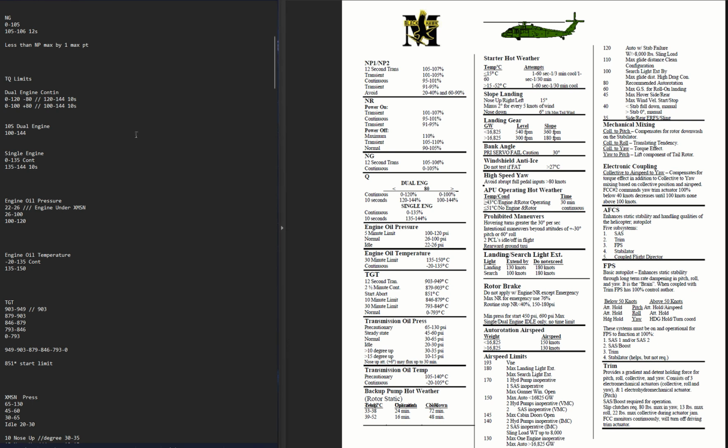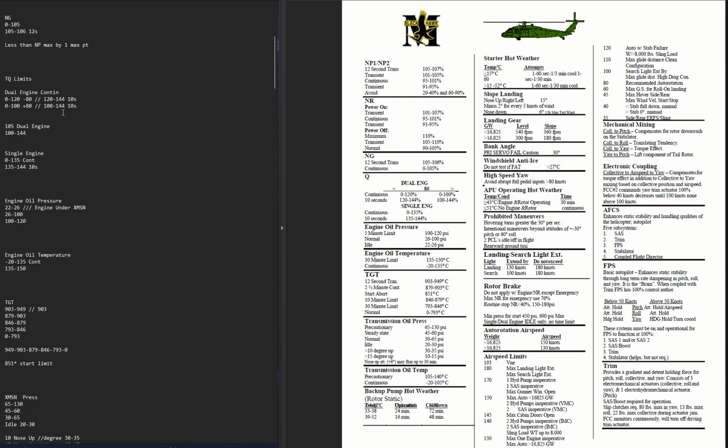So anytime you're under 80, you're going to have that 120. And anytime you're over 80, you're going to have that 100. Your 10-second dual engine is always going to be that 100 to 144, though. And then single engine, it's just 0 to 135 continuous, and then 135 to 144 10-second. You'll see the trend that 144 is the top end that we can really take the engine to for torque, no matter what you're looking at.